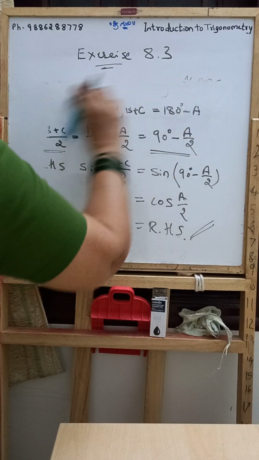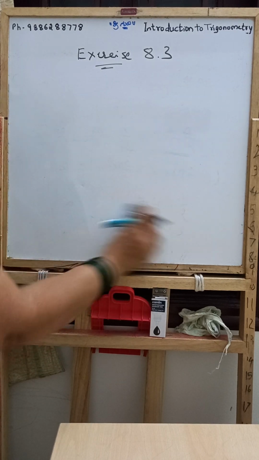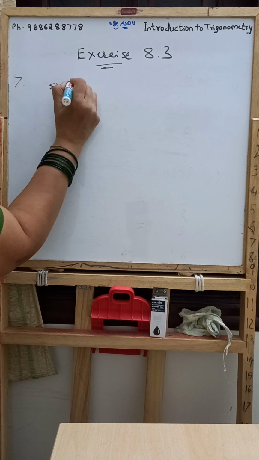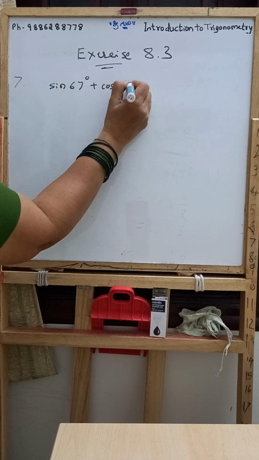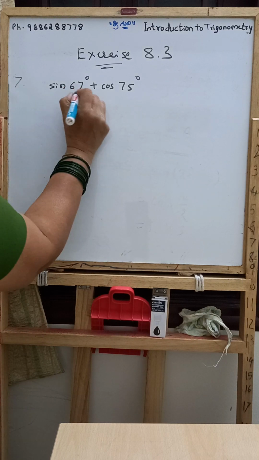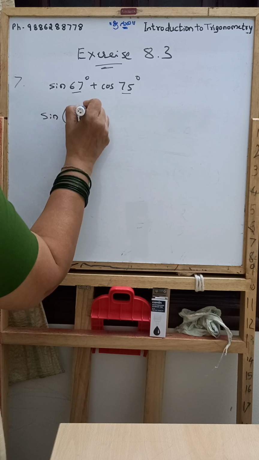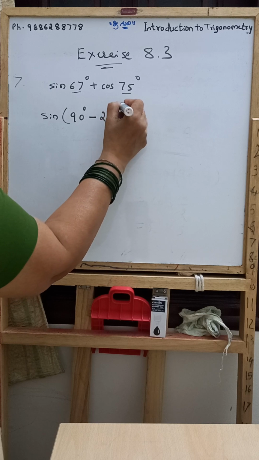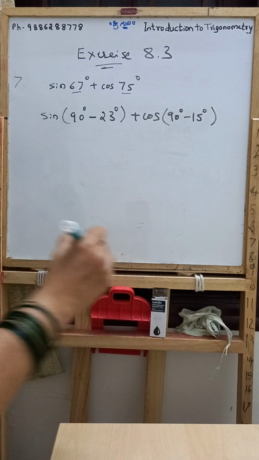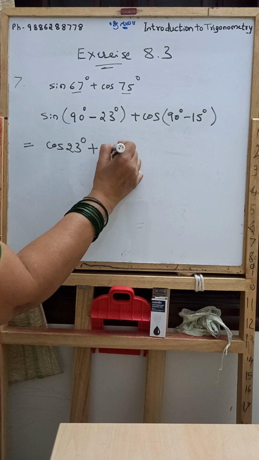Then the seventh one. Express sine of 67 degrees plus cos of 75 degrees in terms of trigonometric ratios of angles between 0 degrees and 45 degrees. These two angles are more than 45 degrees. So we can write 67 as 90 minus 23 degrees and cos of 75 degrees as 90 degrees minus 15 degrees, right? This is equal to cos of 23 degrees plus sine of 15 degrees.